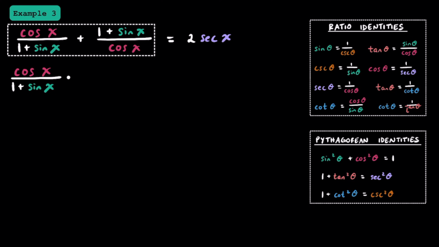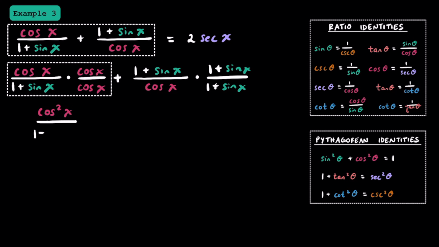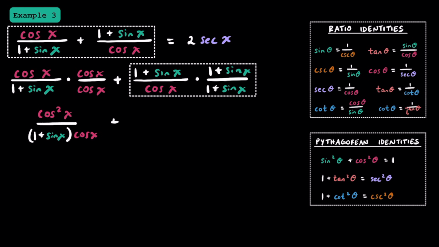For this first fraction, we're going to multiply it by cosine of x over cosine of x. And for the second fraction, we're going to multiply it by 1 plus sine of x over 1 plus sine of x. Remember that this is technically equal to 1, and this is also technically equal to 1. Multiplying these fractions together, we're going to get cosine squared of x over 1 plus sine of x multiplied by cosine of x. Multiplying these two fractions together, we're going to get 1 plus sine of x squared over 1 plus sine of x multiplied by cosine of x.